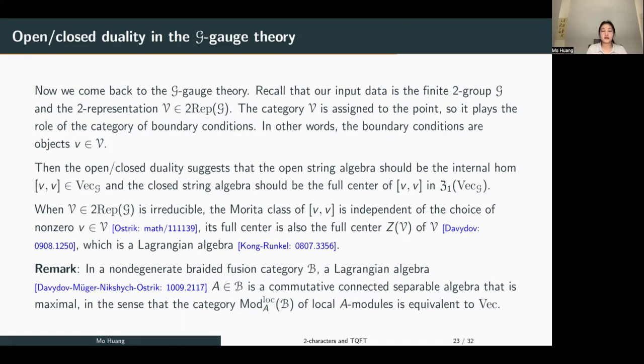When the 2-representation V is indecomposable, the Morita class of this internal hom is independent of the choice of non-zero object in V. Its full center is also the full center of the category V, which is a Lagrangian algebra. And here's a remark that in a non-degenerate braided fusion category B, a Lagrangian algebra A in B is a commutative connected separable algebra that is maximal, in the sense that the category of local A-modules is equivalent to Vec.